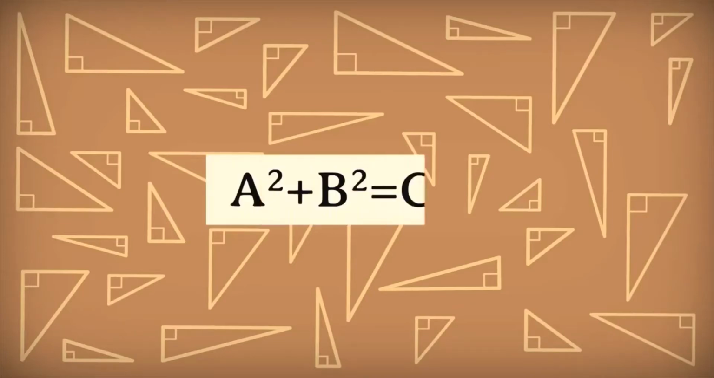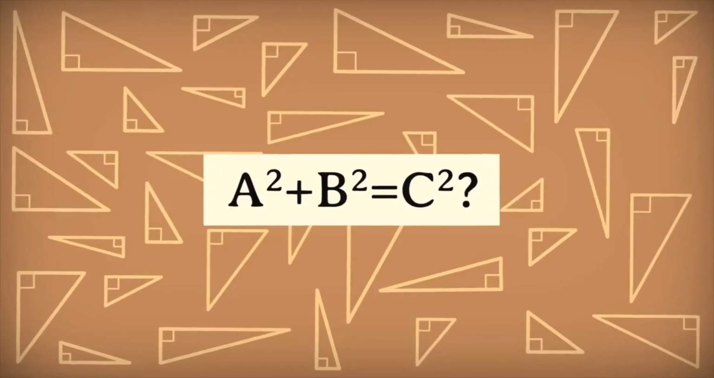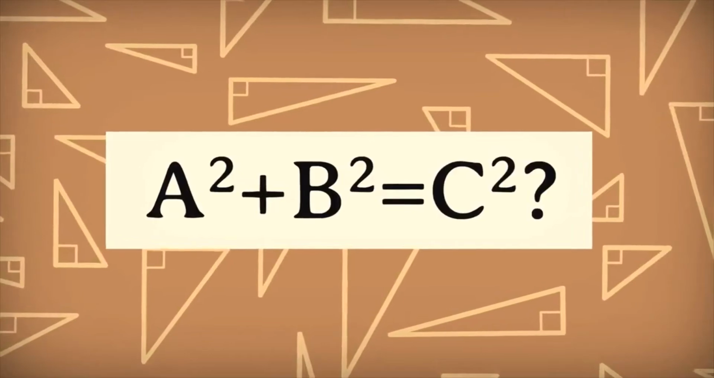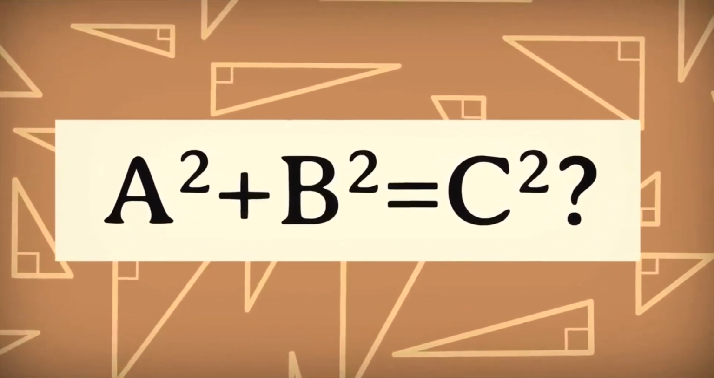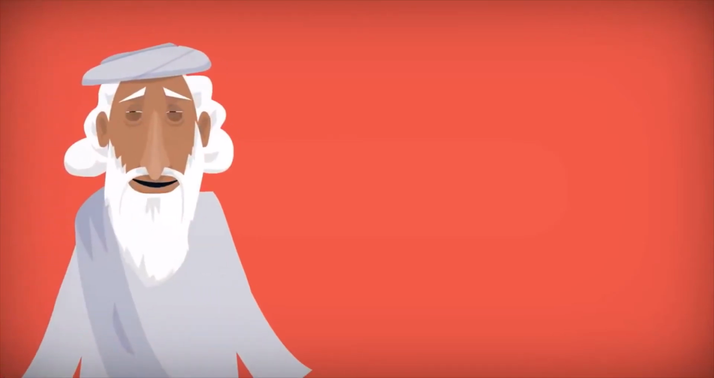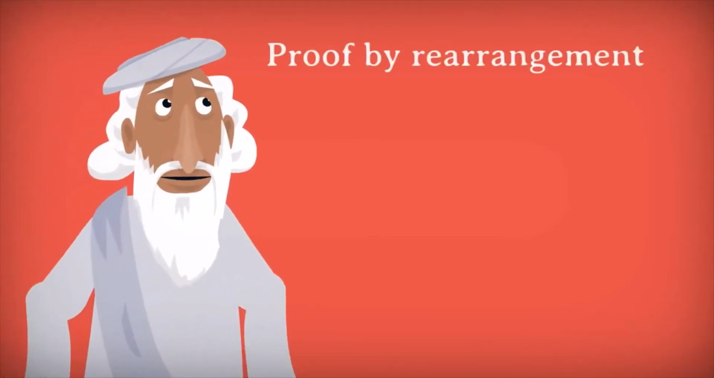But how do we know that the theorem is true for every right triangle on a flat surface, not just the ones these mathematicians and surveyors knew about? Because we can prove it. Proofs use existing mathematical rules and logic to demonstrate that a theorem must hold true all the time. One classic proof, often attributed to Pythagoras himself, uses a strategy called proof by rearrangement.